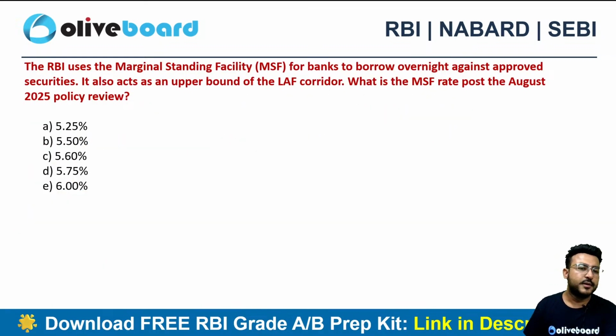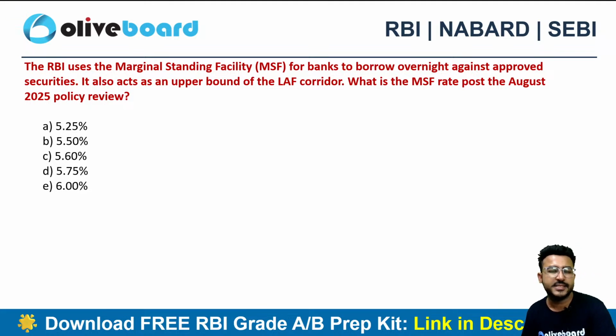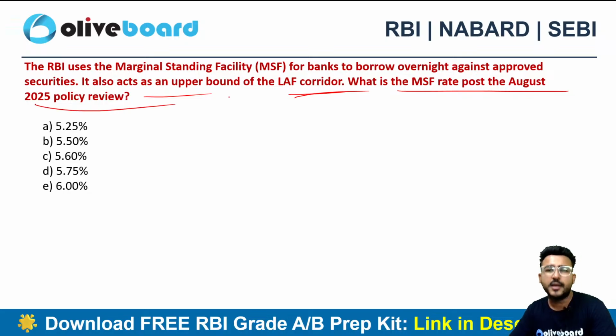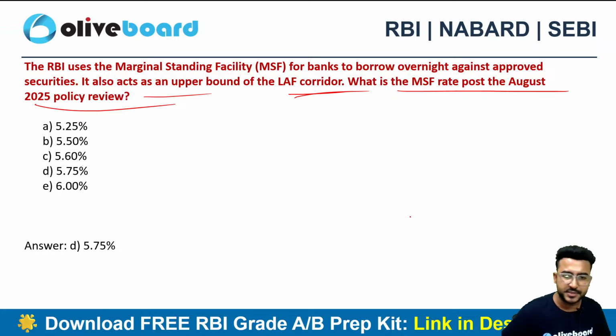Next one. The RBI uses the marginal standing facility for the banks to borrow overnight against the approved securities, right? This also becomes a part of the LAF corridor. Can you tell me the MSF rate as per the August 2025 monetary policy review? Yes, it is 5.75%, right?